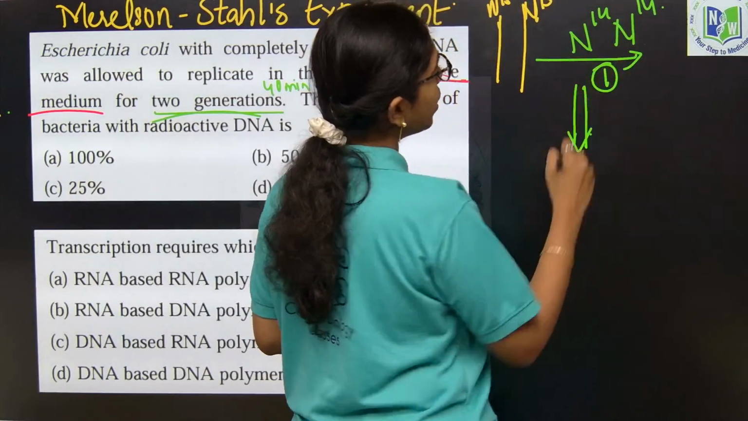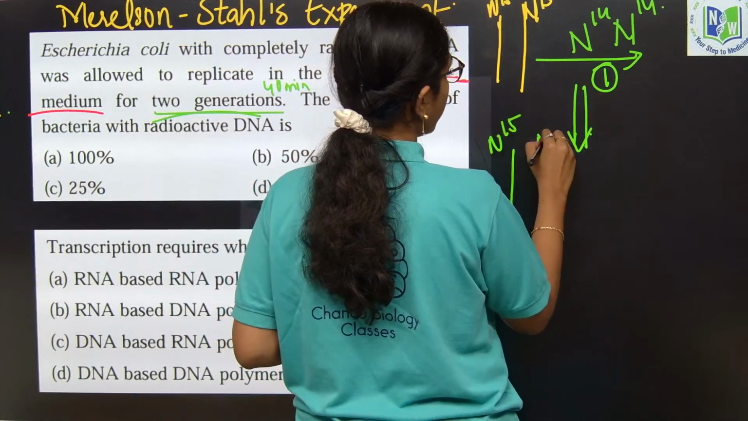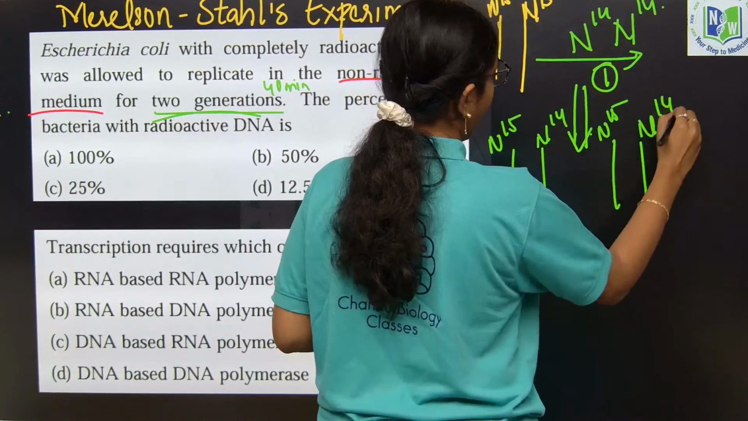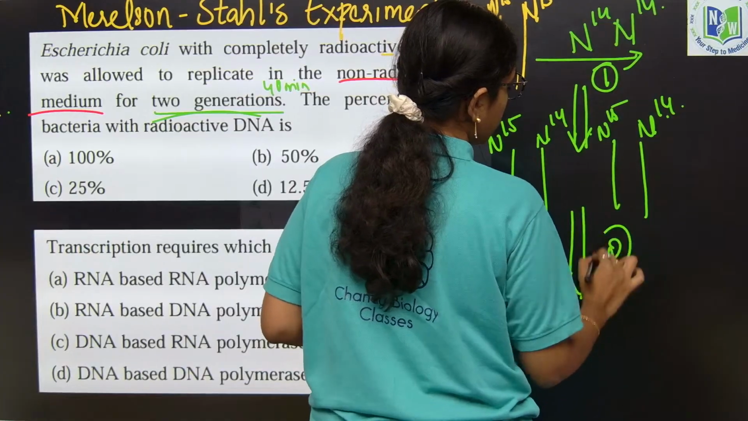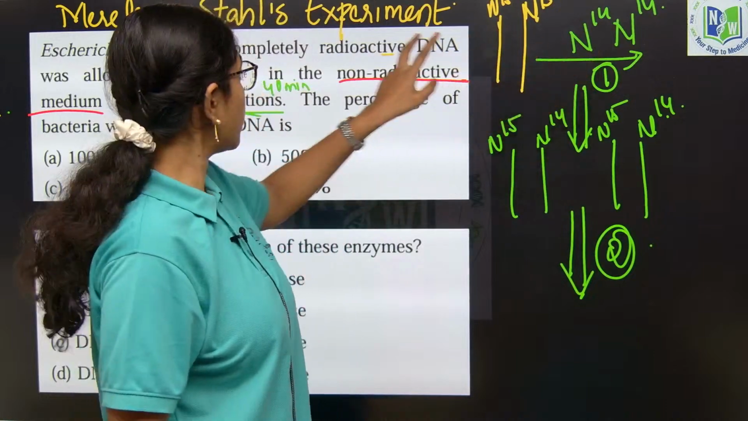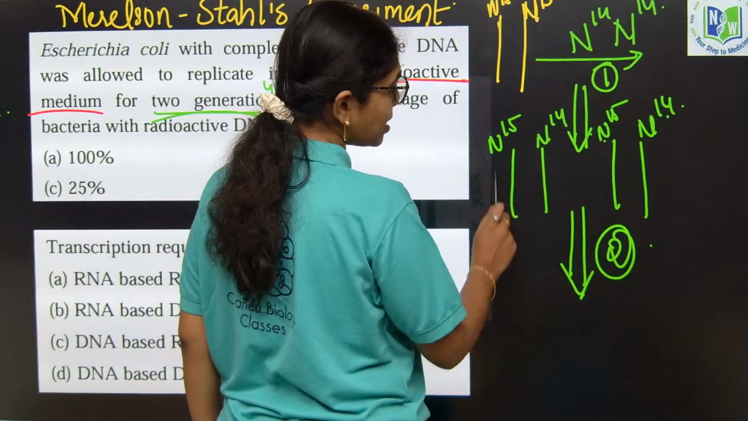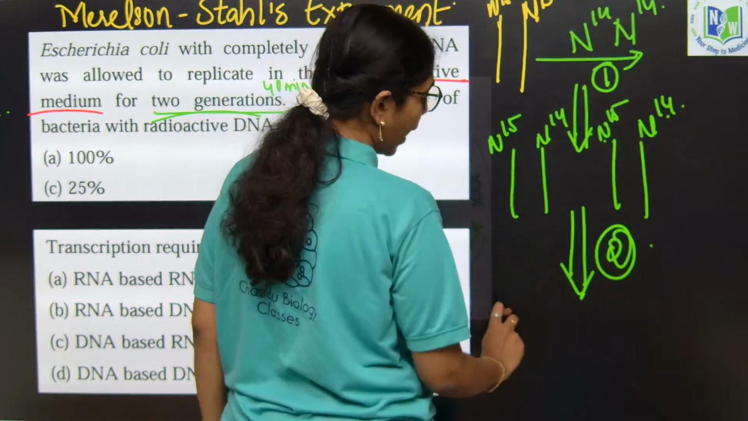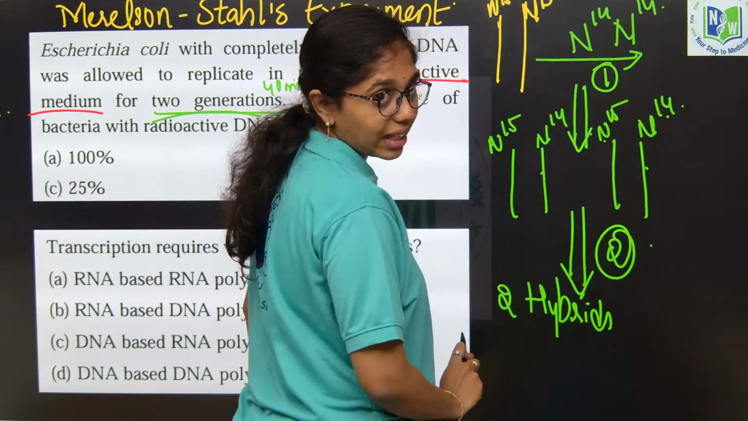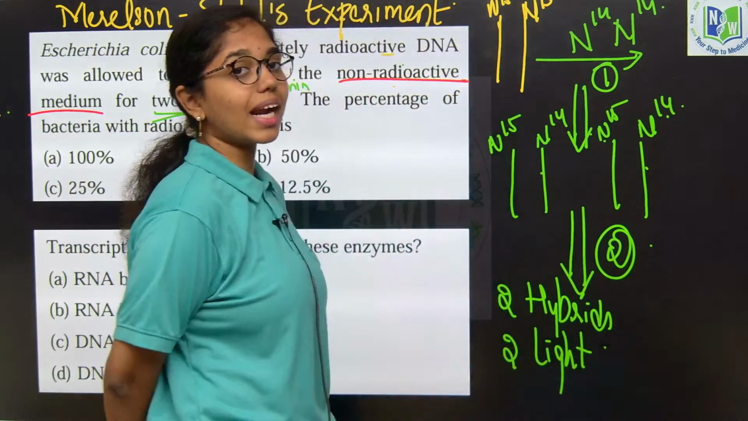First we will see after 1 generation. We can see N15, N14 and again N15, N14. After the 2nd generation, all these will be the parental strands and the 2nd generation is also incubated in the same non-radioactive medium. So what will we be getting, beta? Two hybrid strands, as 2 N15 are there, we will get 2 hybrids and 2 light strands.